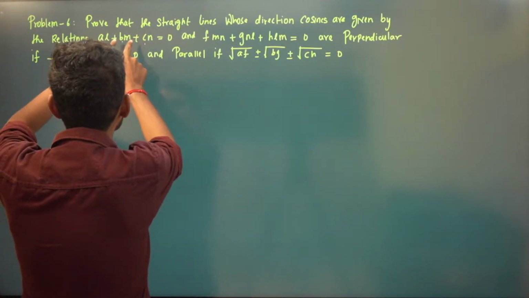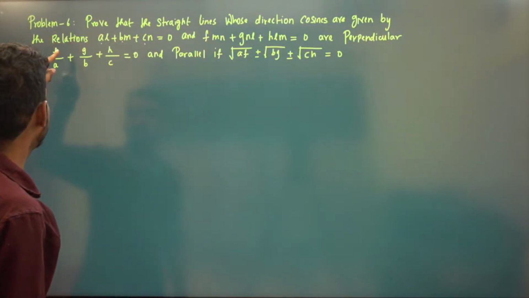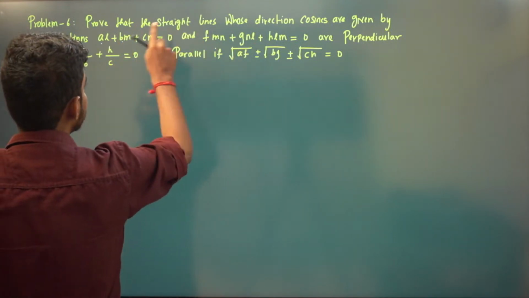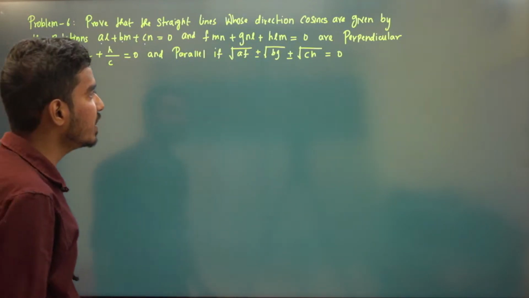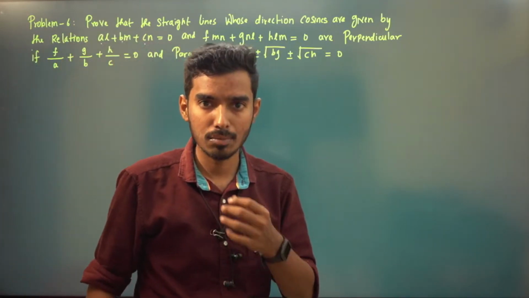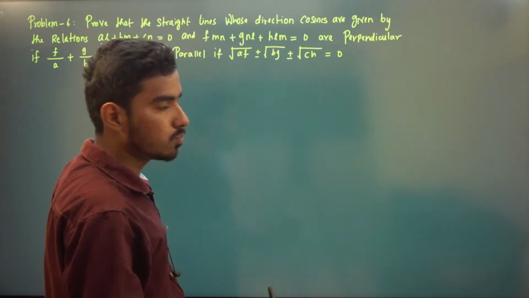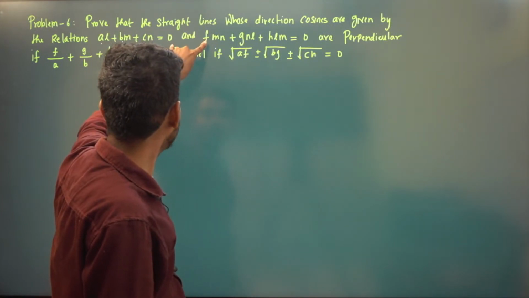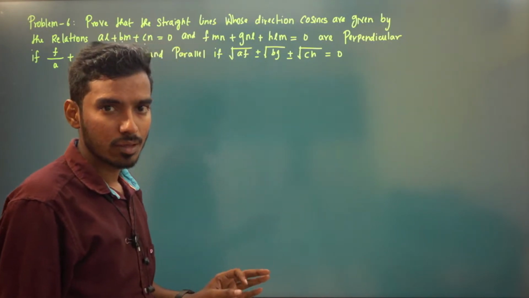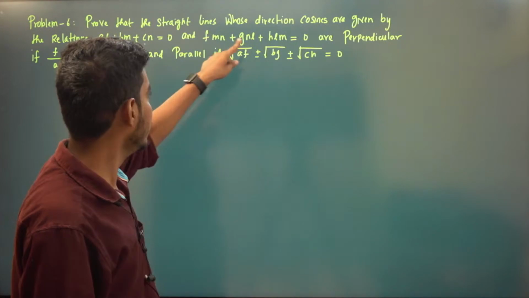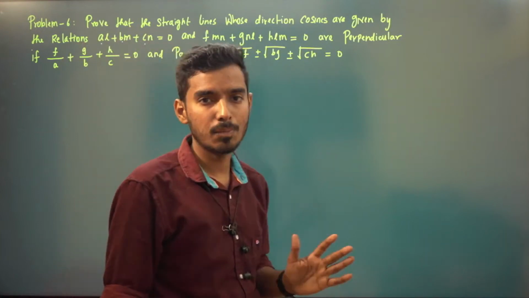But depending upon this ABC and FGH value, these two will be perpendicular if this happens, that is F by A plus G by B plus H by C is 0. And these two will be parallel if root AF plus or minus root BG plus or minus root CH is 0. Very, very important problem. We need to prove these two lines are perpendicular if this happens, and parallel if this happens, right? Usually we will have only L, M, N in these relations, but we have ABC and FGH.